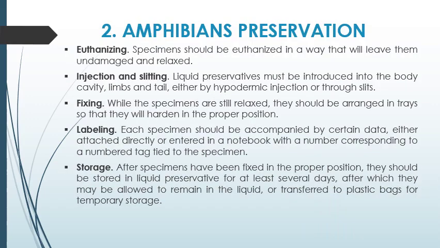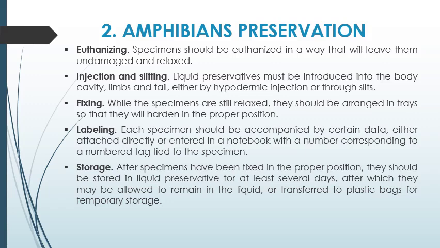Number 2, amphibian preservation. Here we have different steps for the preservation of amphibians. The first step is euthanizing. Euthanizing means the painless killing of the specimen. The specimen should be euthanized in a way that will leave it undamaged and relaxed. This step should be done very carefully, because if any body part is damaged, then preservation will not be successful.